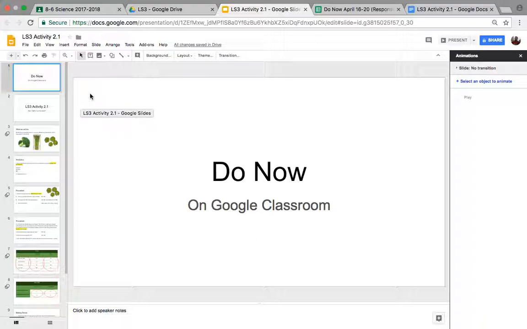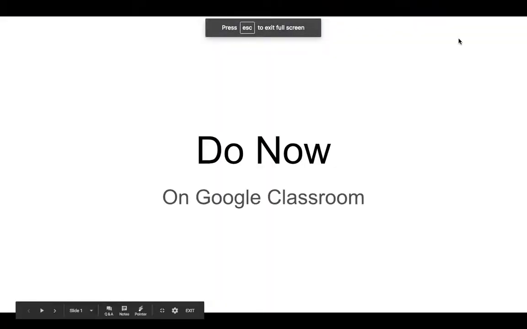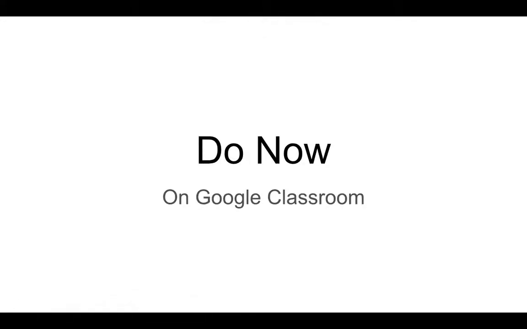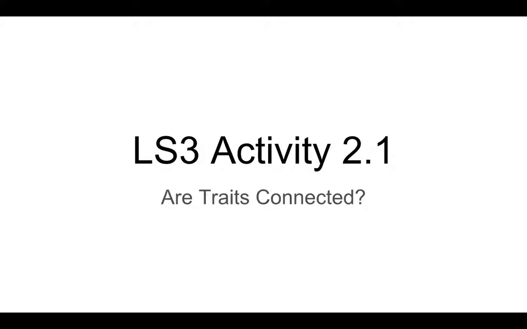Okay, classroom, we have tasted plain paper, and we have also tasted PTC. So now we're going to go through our lesson, Activity 2.1, together. We will fill this out together, and then you will fill this out as we go through this. All right, lesson LS3, Activity 2.1, are traits connected.